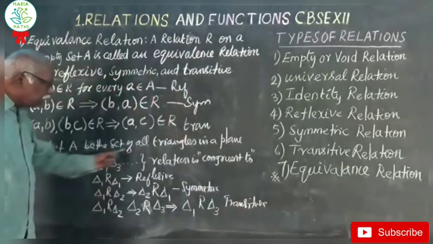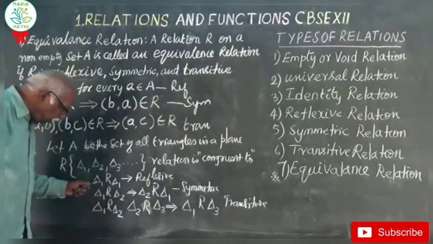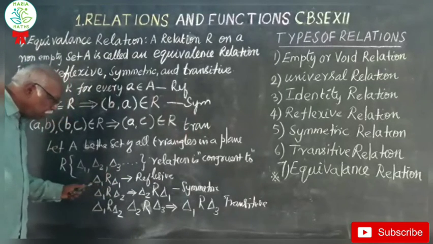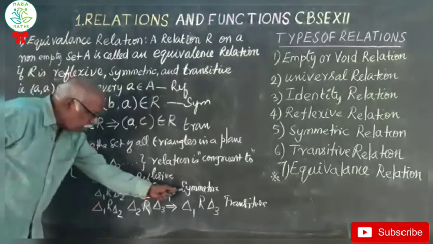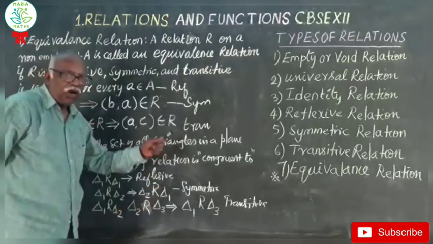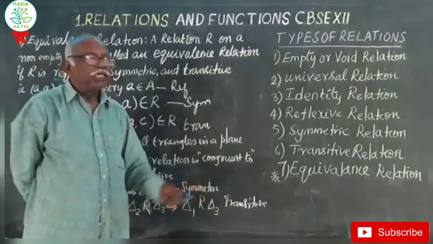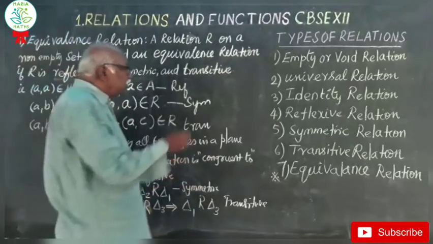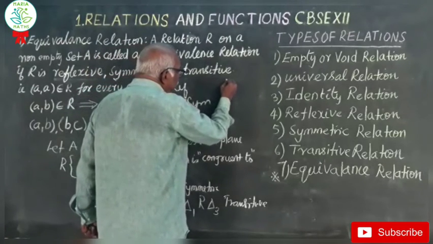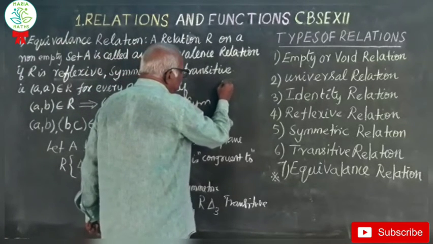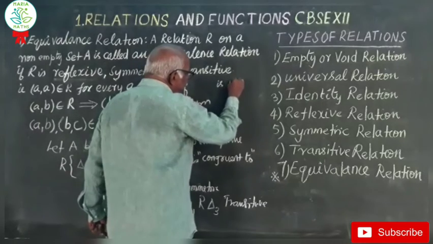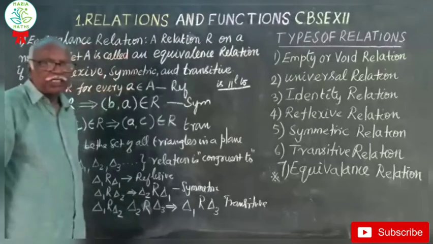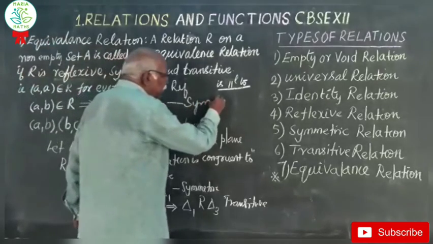Therefore, in the set of triangles, congruency is a reflexive relation, a symmetric relation and a transitive relation. All the three relations are satisfied, hence it is an equivalence relation. In a plane, is parallel to is also a symmetric equivalence relation.